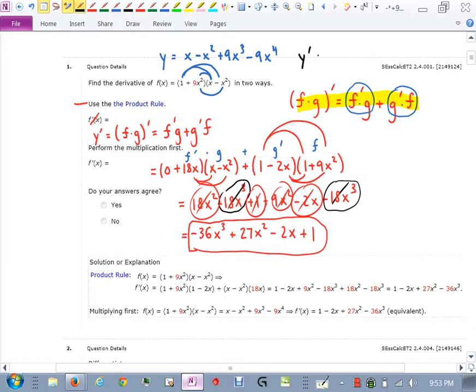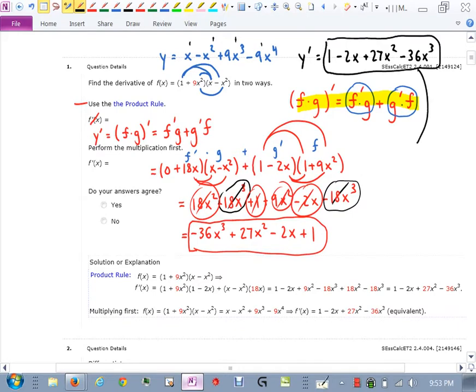Now, if I look at that as being my y, and I say find the derivative, then it would be the derivative of each of these terms. So derivative of x is 1, derivative of negative x squared is negative 2x, derivative of 9x cubed is 27x squared, and derivative of negative 9x to the fourth is negative 36x cubed, which, as you can see, matches exactly what I got here, just a different order, but it's the same expression.